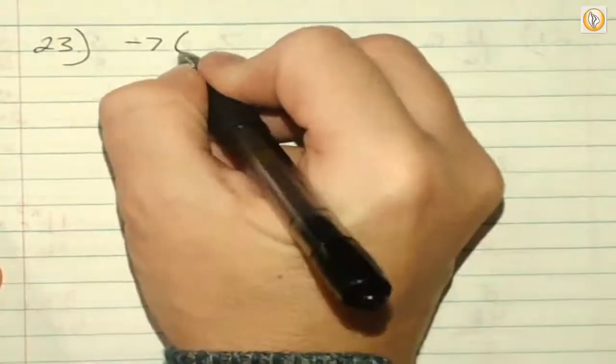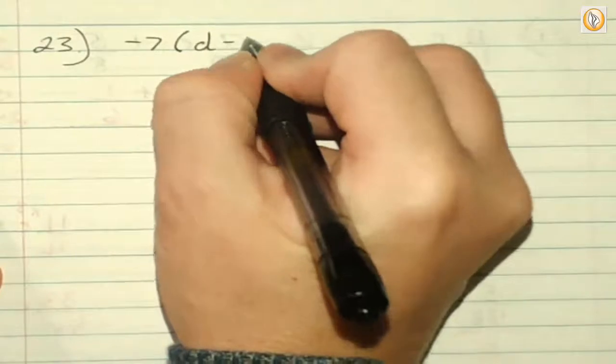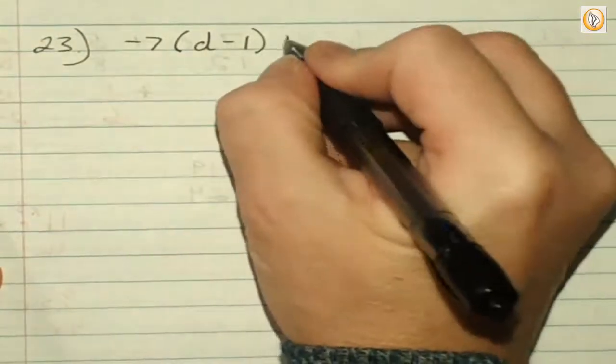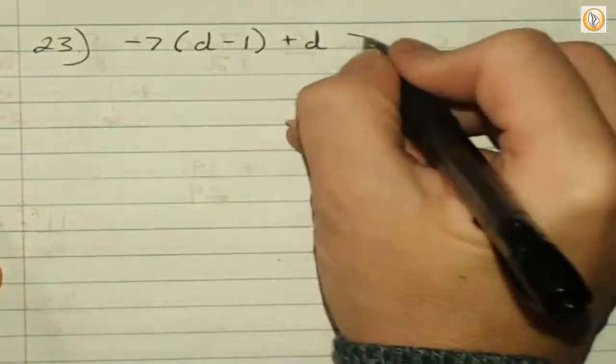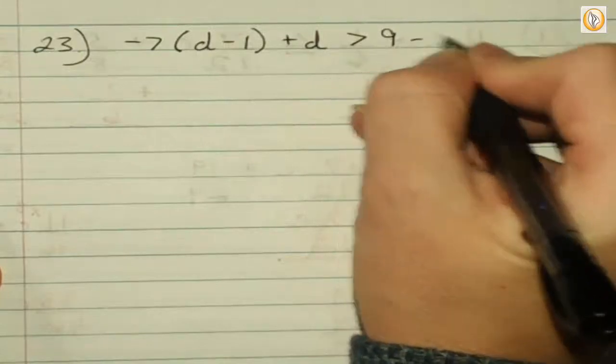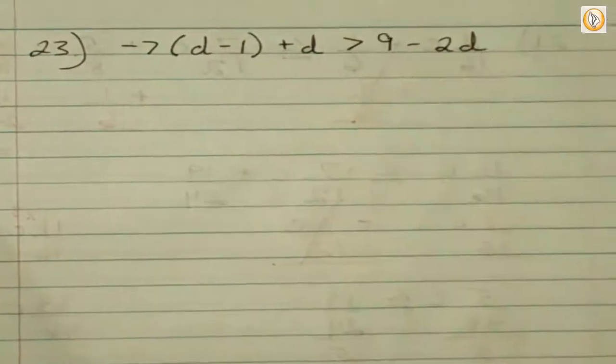23. Negative 7 times d minus 1 plus d is greater than 9 minus 2d.